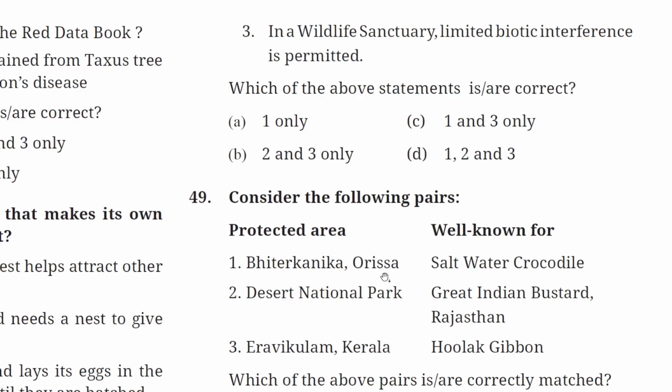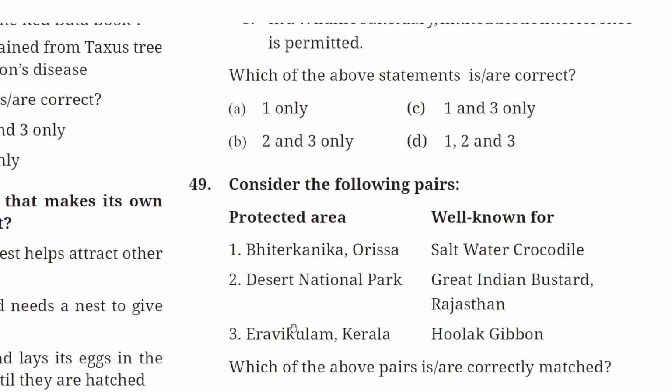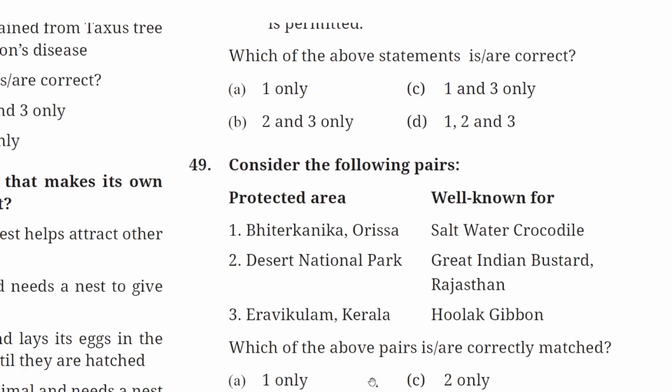Bhitarkanika, Odisha; Desert National Park; Eravikulam, Kerala. We have to select the correctly matched one. Among the different options, it is Desert National Park, Great Indian Bustard that is the only correctly matched one. The answer is C, 2 only. Bhitarkanika, Odisha is wrong here. Eravikulam is also wrong here.